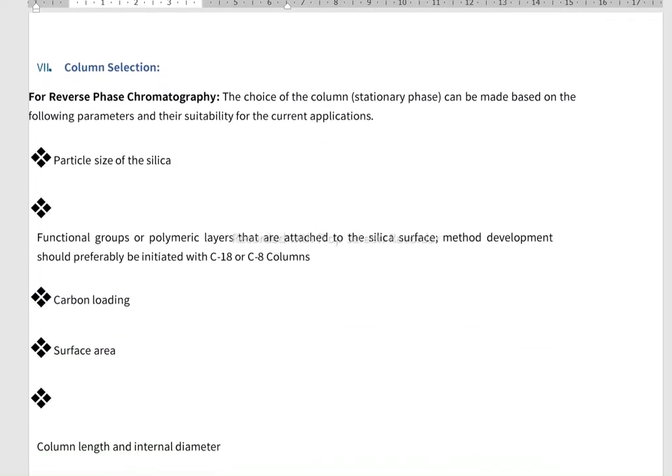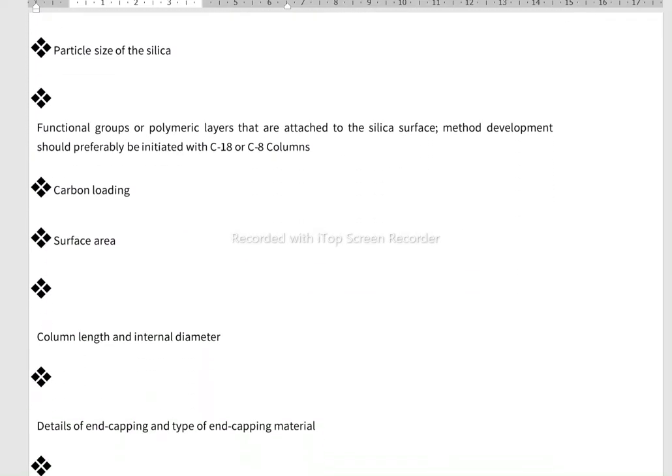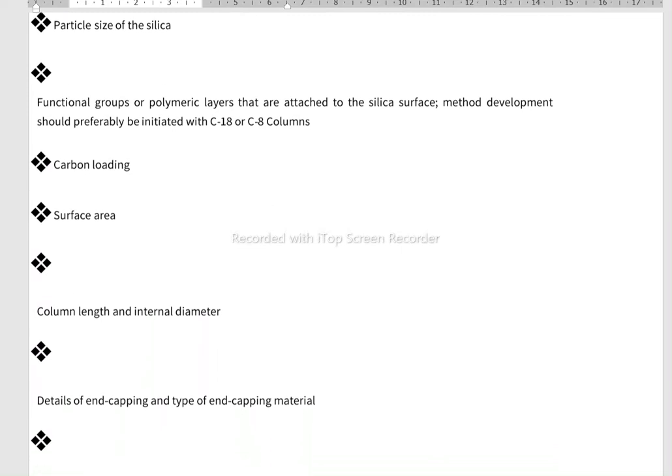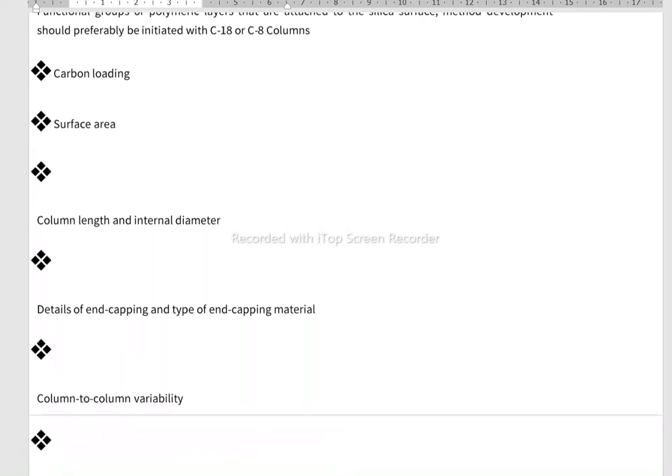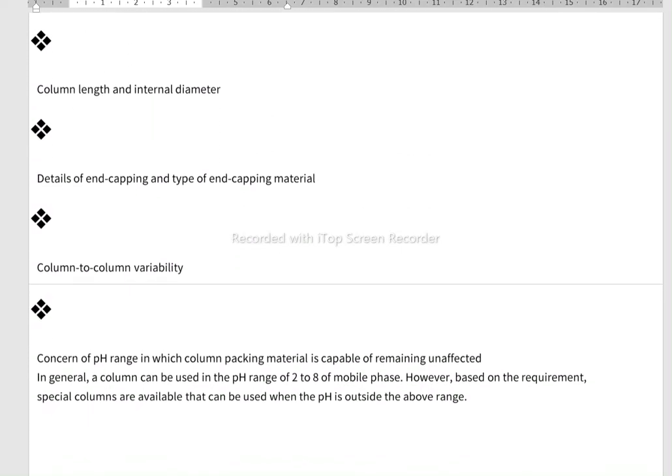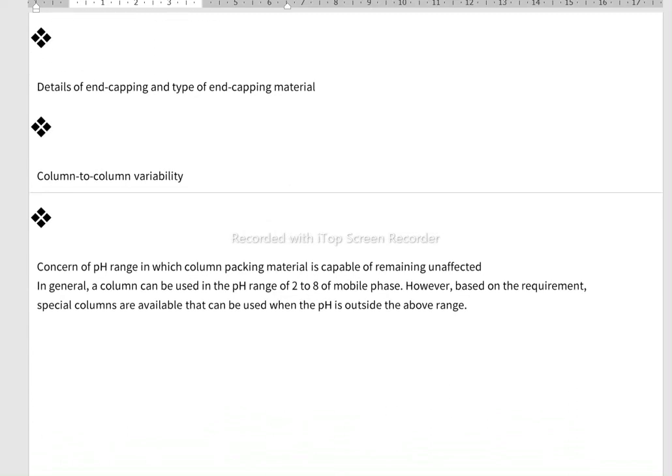Surface area, column length and internal diameter, detail of end capping and type of end capping material, column to column variability, and concern of the pH range in which the column packing material is capable of remaining unaffected. In general, a column can be used in the pH range of 2 to 8 of mobile phase. However, based on requirement, special columns are available that can be used when the pH is outside the above range.